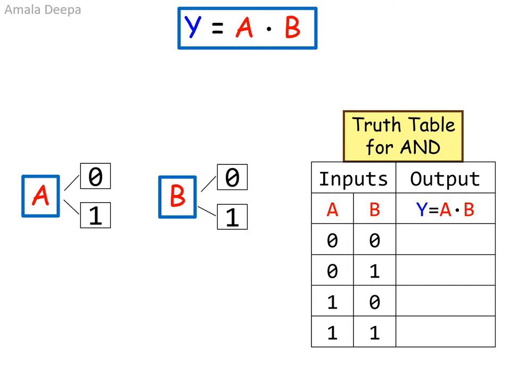Now let us fill in the values for the output Y. In the first row, A is 0 and B is 0. That is, 0 and 0 is 0. 0 and 1 is 0. 1 and 0 is also 0. 1 and 1 is 1.